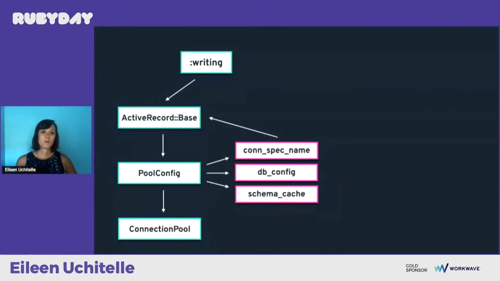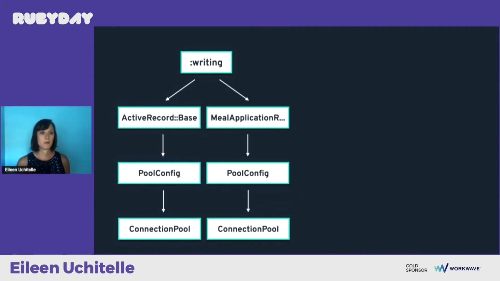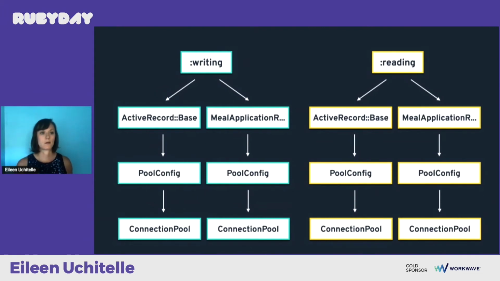When you call a model in one of the meals databases like DinnerRecipe, Rails looks up the connection based on the parent class name, which for DinnerRecipe is MealApplicationRecord. As with ActiveRecord::Base, the class references the pool config, which references the connection pool. When you switch connections from the writing to reading roles, Rails is able to look up the connection the same way it did on the writing handler.